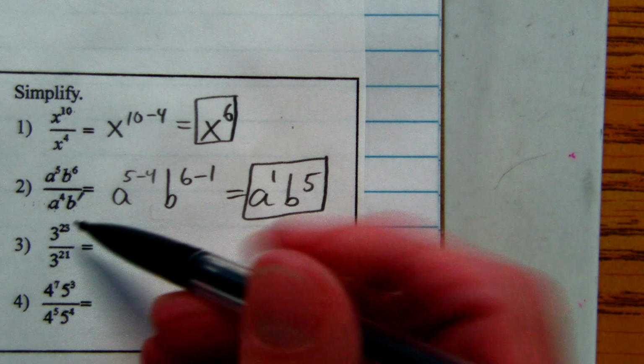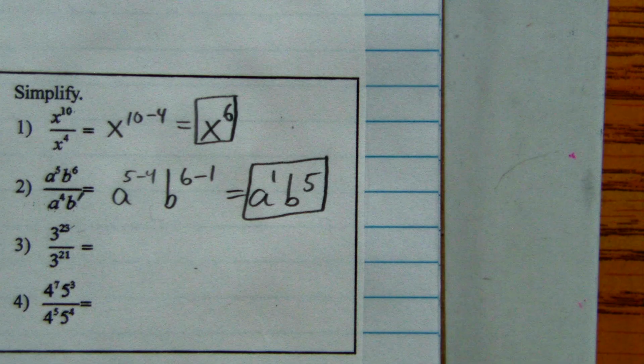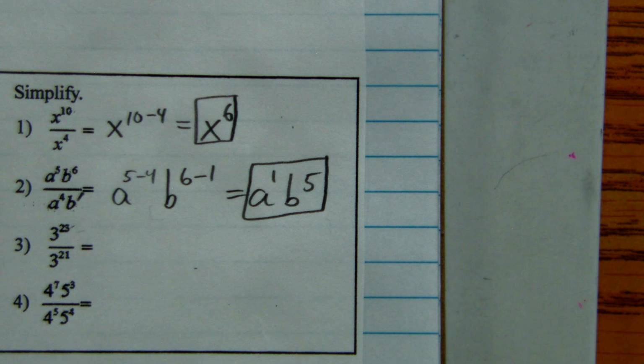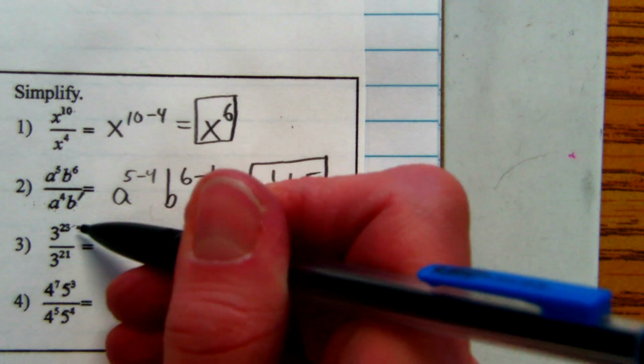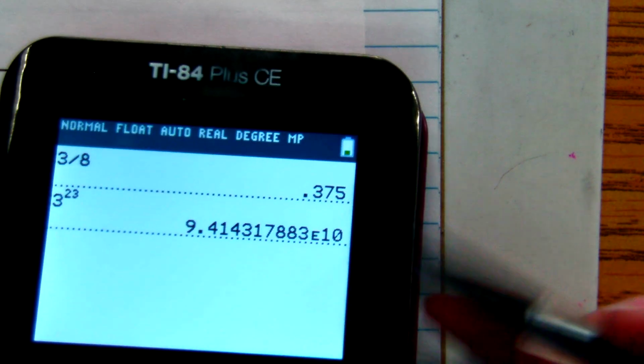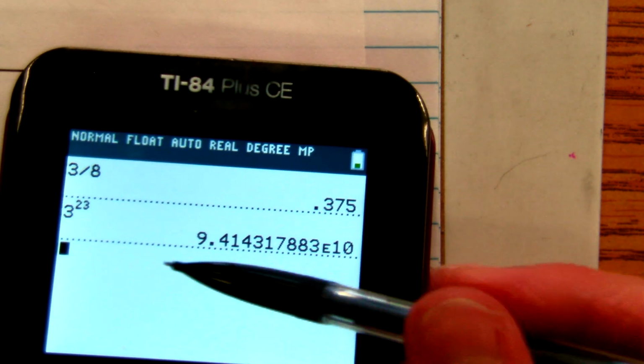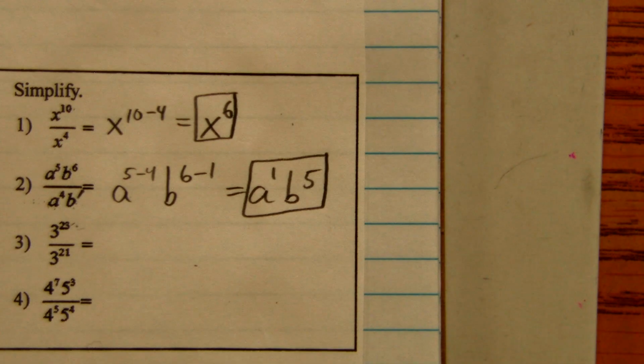On these, there are no variables. There are still exponents, they're just on numbers. Why it's important to know this if you're just looking at numbers is that if you try to put in 3 to the 23rd power on your calculator, it's going to give you a result in scientific notation. It's so big that it's times 10 to the 10th, and you're not going to get all of your digits, and it's just messy. You're not exactly sure what that whole number is.